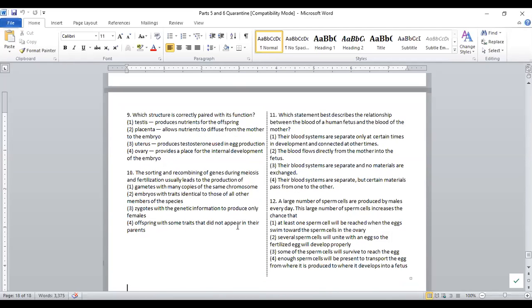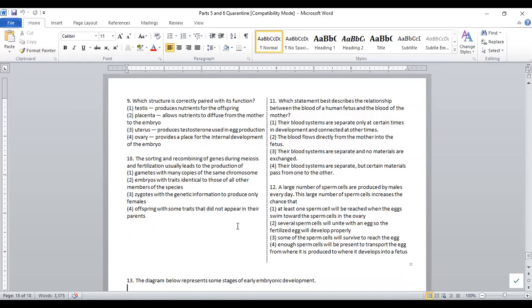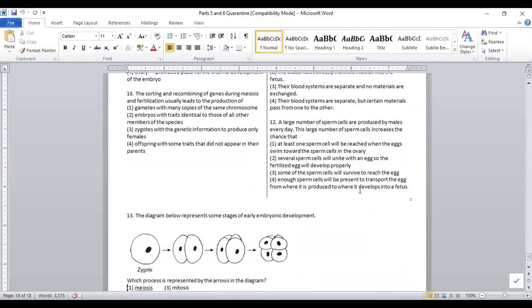And then 12, a large number of sperm are produced by males every day. This number of sperm increases the chance that some of the sperm cells will survive to reach the egg. At first I said it was number 1 because I didn't read the whole thing, but when it says the eggs swim towards the sperm cell, no.